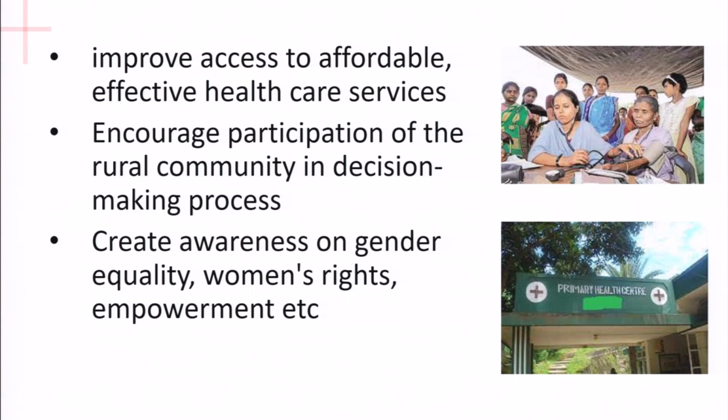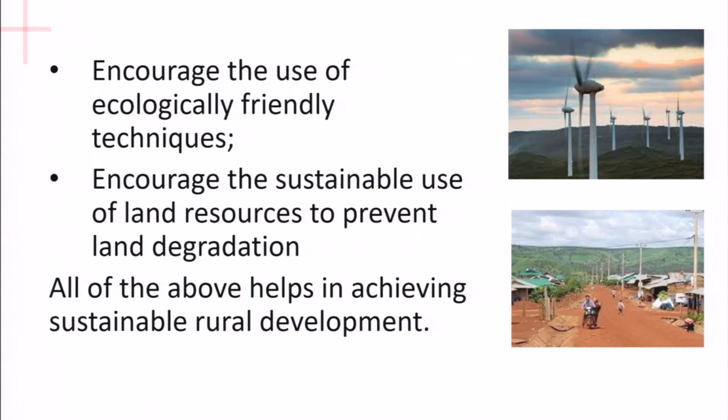Further, we need to improve access to affordable and effective healthcare facilities. We need to encourage participation in the decision-making process at the community level so that everyone takes part. We need to create awareness on gender equity and women's rights, and we need to empower rural women so that they also take part in community activities. We need to encourage the use of ecologically friendly techniques and renewable energy sources, and encourage the sustainable use of land resources so that they prevent land degradation. All of the above will help us to have sustainable rural development.